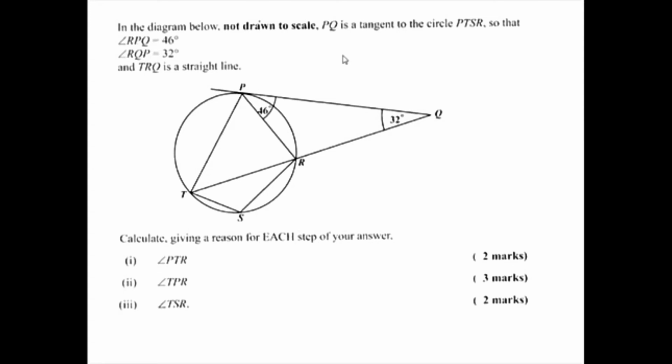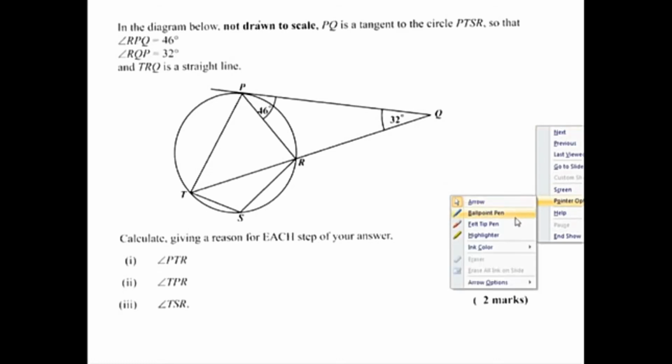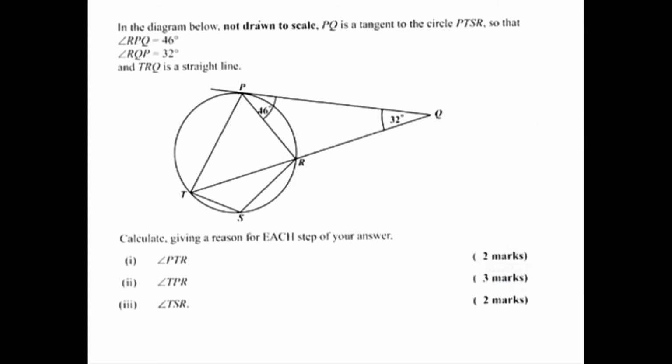In the diagram below, not drawn to scale, PQ is a tangent to the circle PTSR. Angle RPQ is 46 degrees, angle RQP is 32 degrees, and TRQ is a straight line. So what we're going to do is examine all this information to make sure we understand what's going on, and I'm going to carry through the thought process as to how you solve a problem like this.